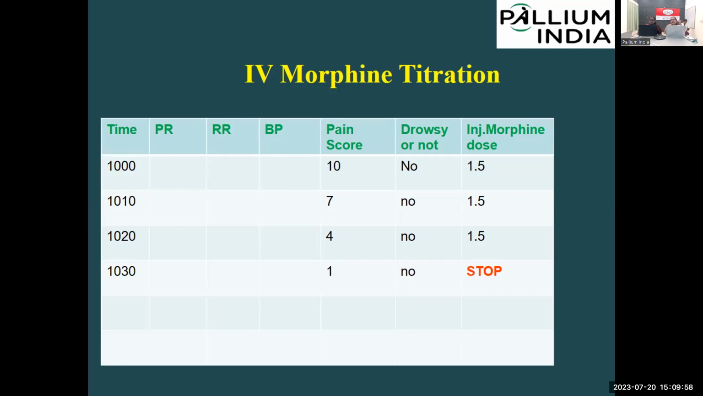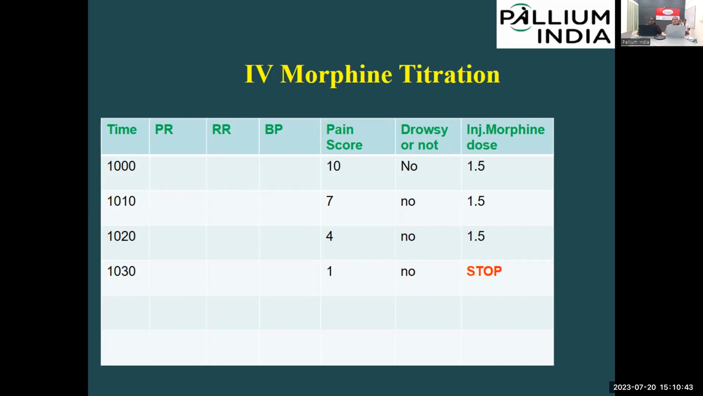So repeat 1 ml again and wait for another 10 minutes. By 10:20, again record the pain score. The pain score is 4 now and the patient is still not drowsy. So we give one more dose of morphine, 1 ml, which contains 1.5 milligram of morphine. Then wait another 10 minutes and reassess the pain score. Now the pain score is 1/10. The patient is still not drowsy, but the end point here is that there is satisfactory pain relief at this point, and now we stop the titration.